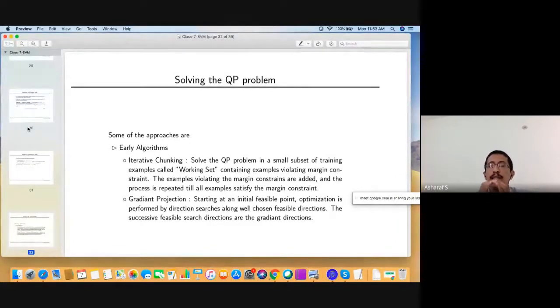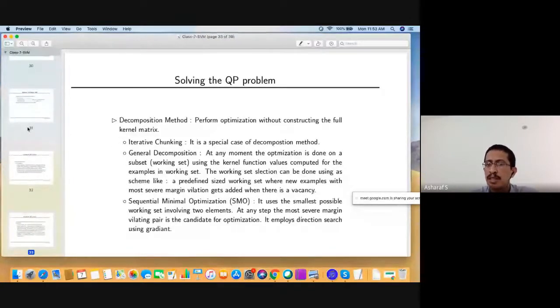Let's take a small working set and solve the problem there, so that the parameters can be optimized in that context. Gradient projection, which is a standard optimization technique, people have leveraged. Iterative chunking is a special decomposition method. General decomposition is essentially breaking down the problem into smaller cases and trying to solve them.